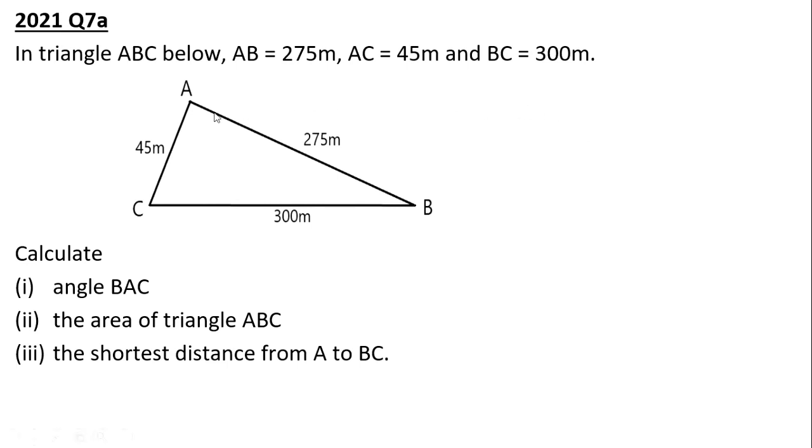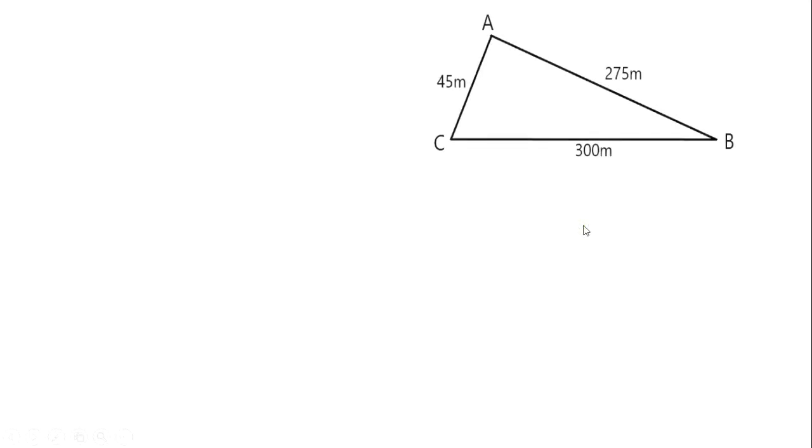Since we've been given sides only, it means we'll have to use the cosine rule. No angle was given, so we'll use the cosine rule. We are going to say cos BAC equal to B squared plus C squared minus A squared over 2BC. Our side B is 45, opposite the angle B. Our C is 275, opposite our angle C, and our A is 300, opposite the A.